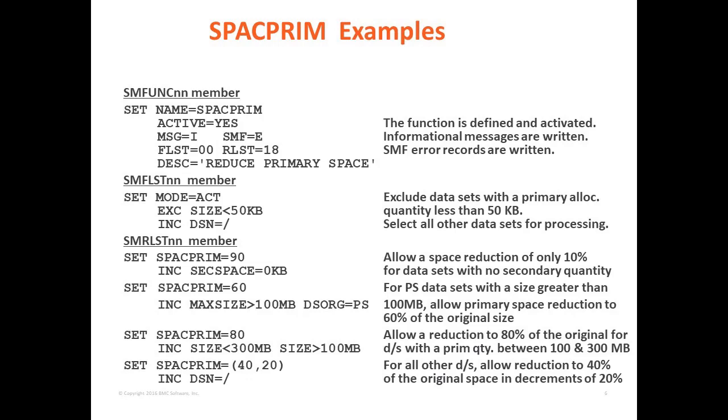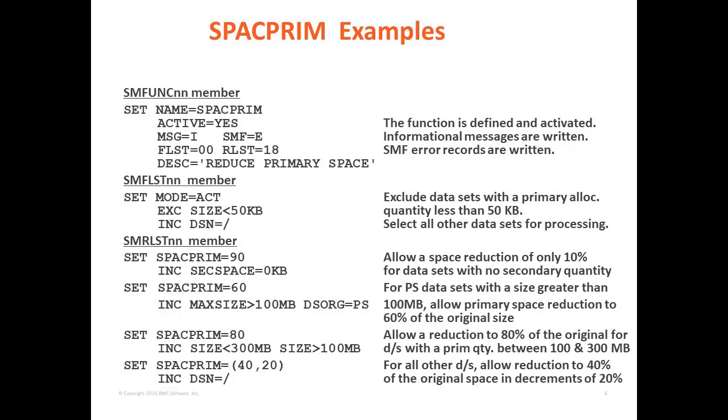Here are some examples of coding the SPACPRIM function. Our smfuncNN member will display all messages to the console, yet will not write information messages to the SMF record because we have SMF equals E coded. For the resources considered, we are going to exclude all datasets that have less than 50 kilobytes requested for the primary request. We have several rules in our RList.